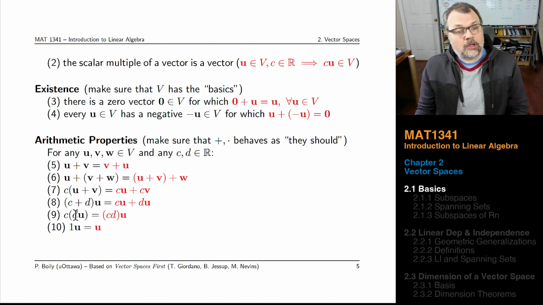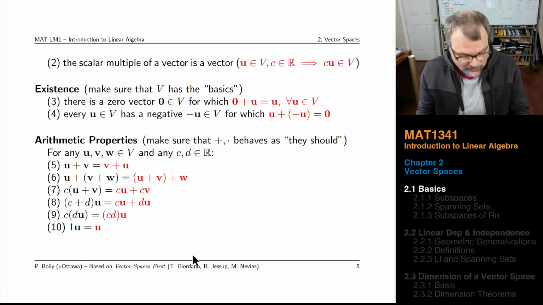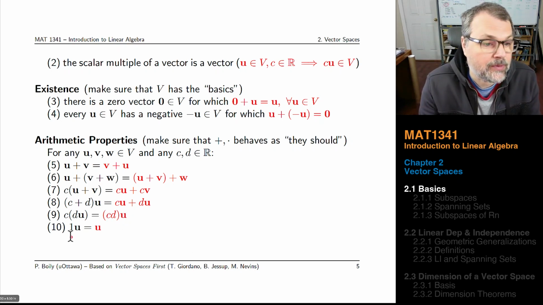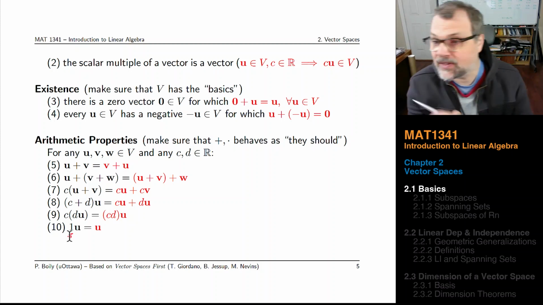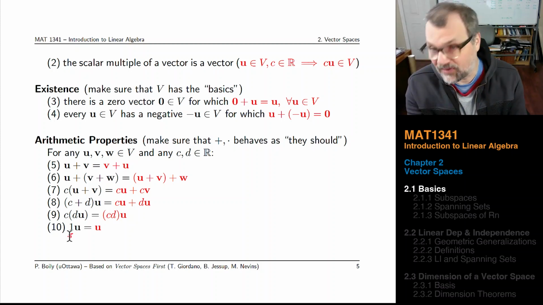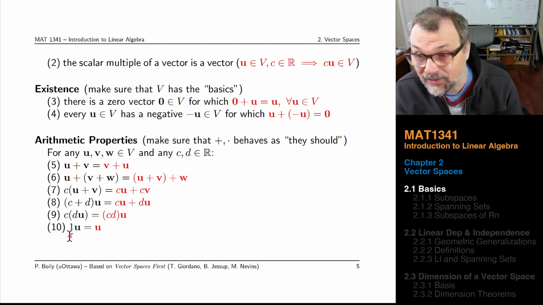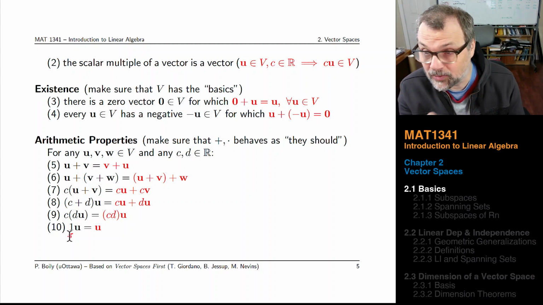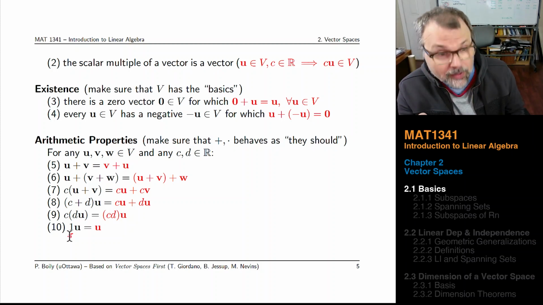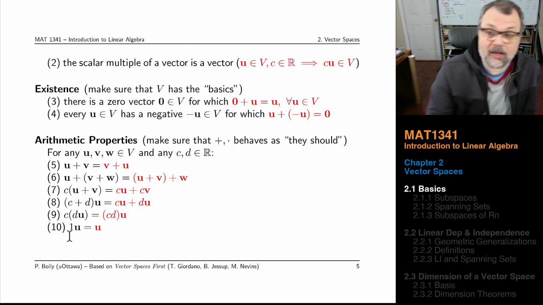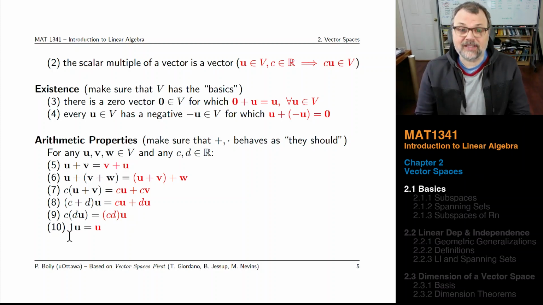You can also associate the scalars differently. c(d times u) is the same as (cd) times u. And finally, there is that special relationship. If you multiply any vector by the scalar 1, then you get the vector itself. Again, that's not a given, right? Your scalar multiplication has to sort of work that way. Anything that satisfies these 10 properties, these 10 axioms, is a vector space.